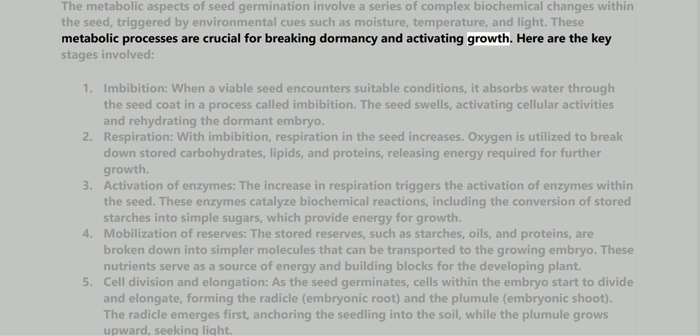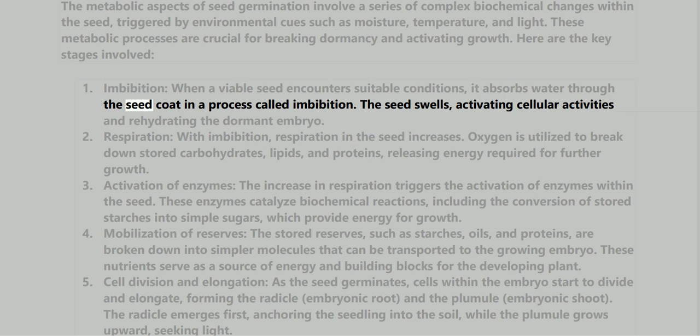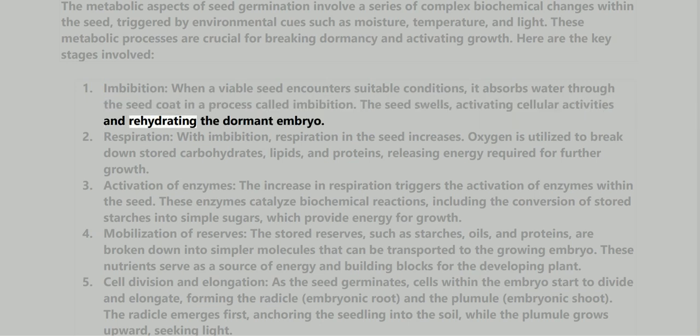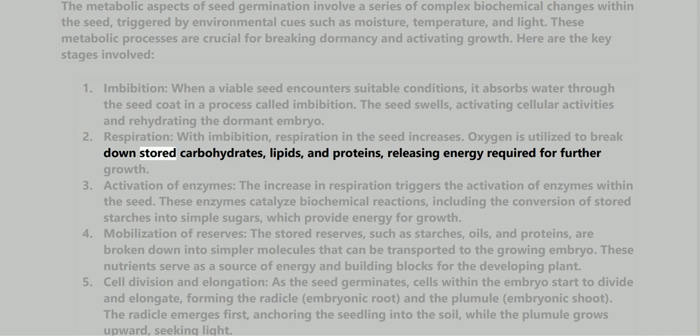Here are the key stages involved. 1. Imbibition. When a viable seed encounters suitable conditions, it absorbs water through the seed coat in a process called imbibition. The seed swells, activating cellular activities and rehydrating the dormant embryo. 2. Respiration. With imbibition, respiration in the seed increases. Oxygen is utilized to break down stored carbohydrates, lipids, and proteins, releasing energy required for further growth.